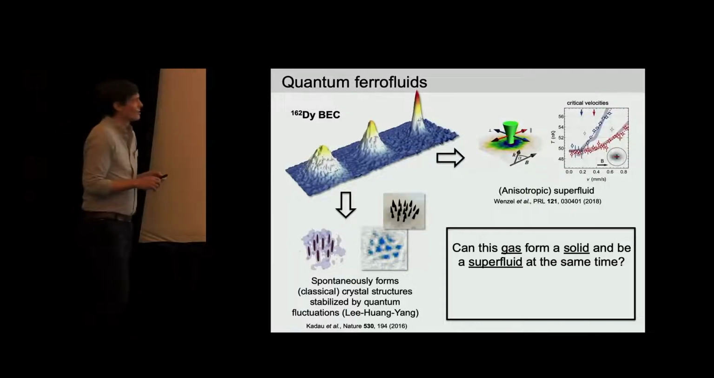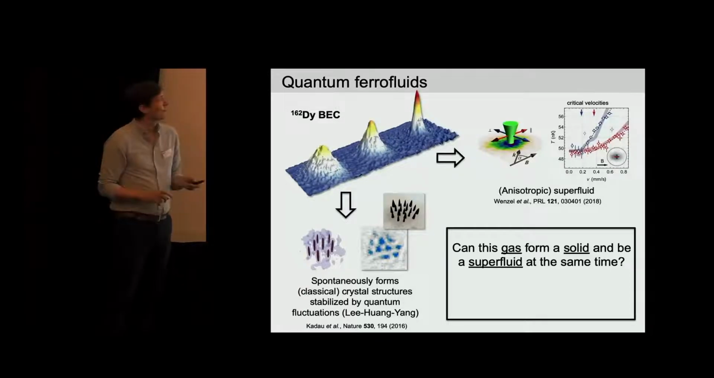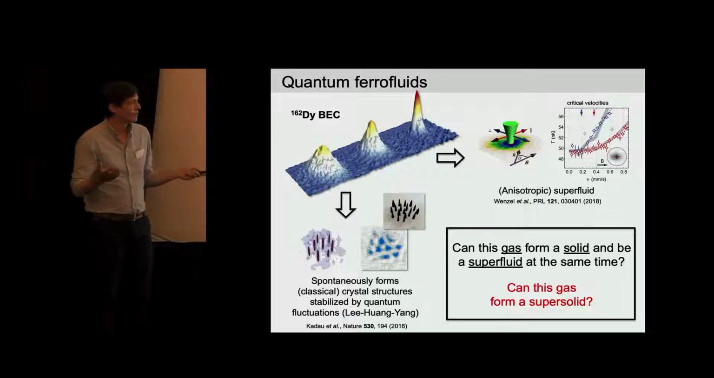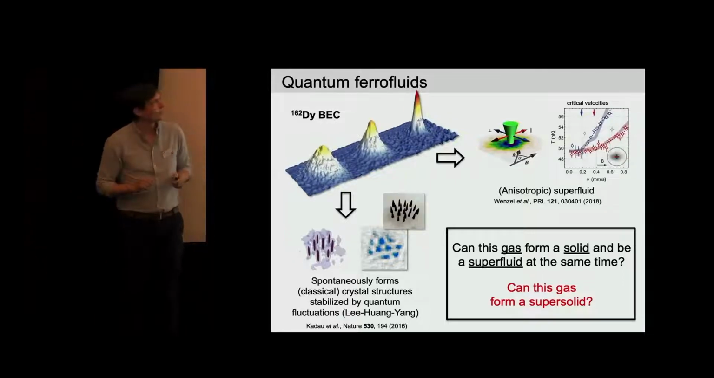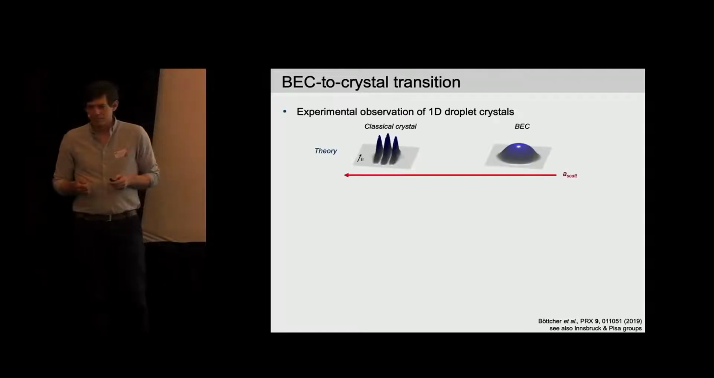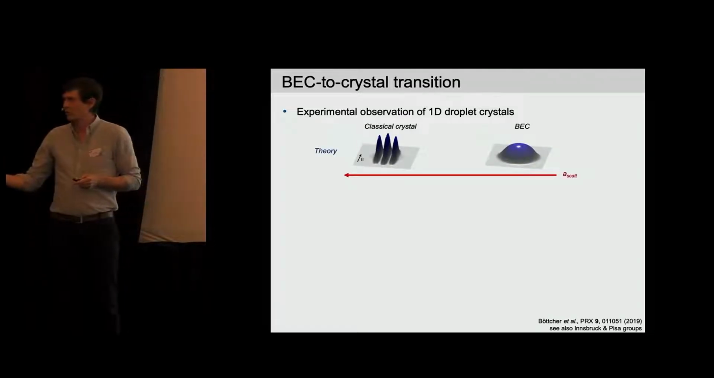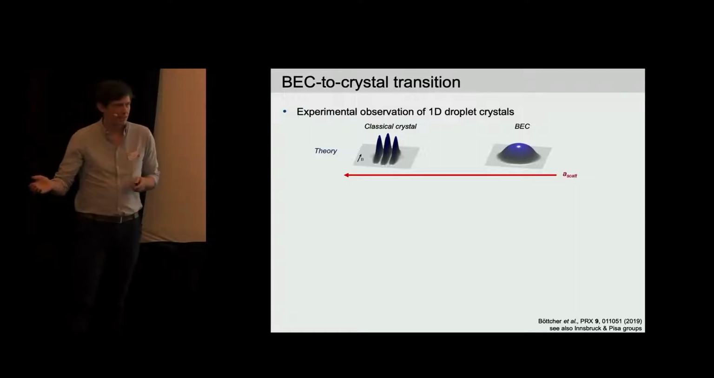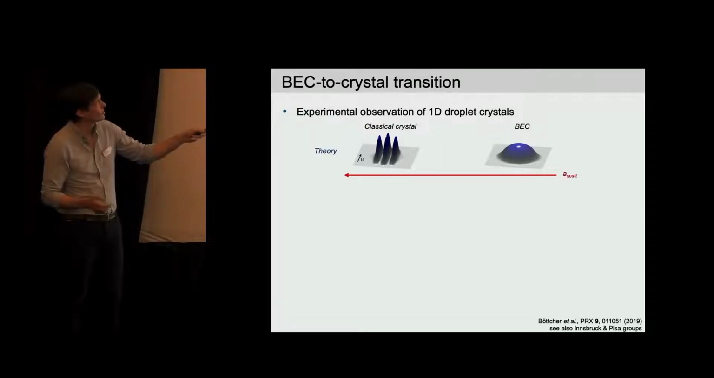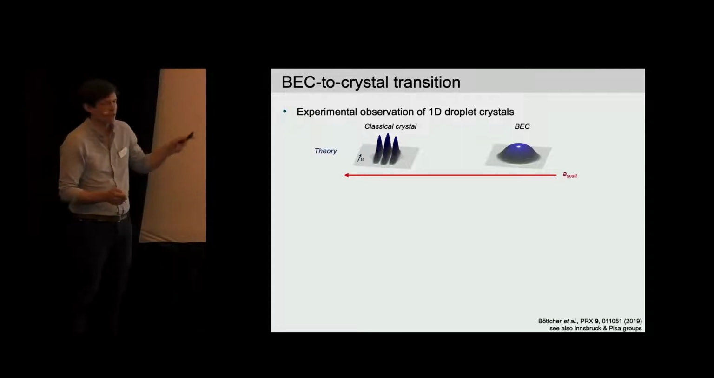And so now the question we need to address is, there's actually another state of matter involved here. This is all a gas also, so can this gas form a solid and a superfluid at the same time? Can this gas form a supersolid? To make a long story short, you can tune the behavior of these gases by tuning the contact interactions, and you can really transition from a Bose-Einstein condensate to such a classical crystal.